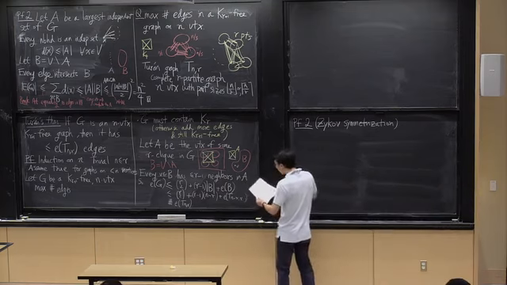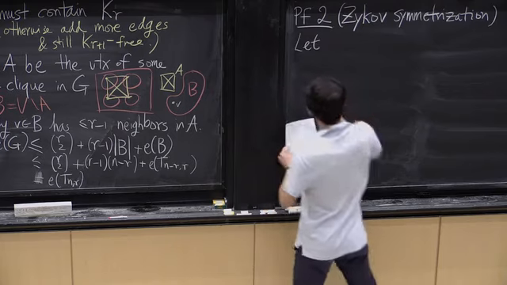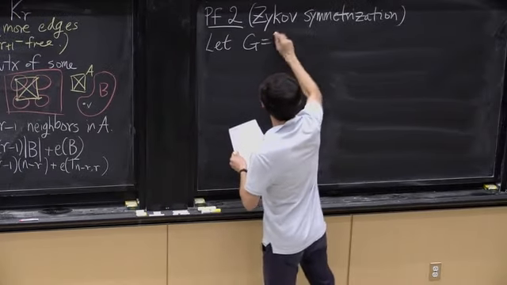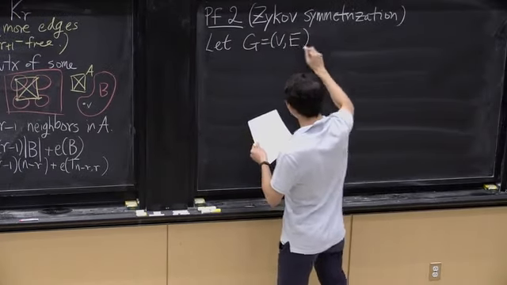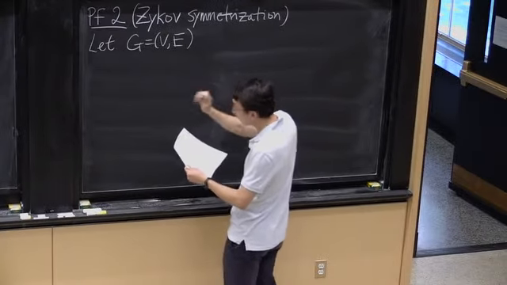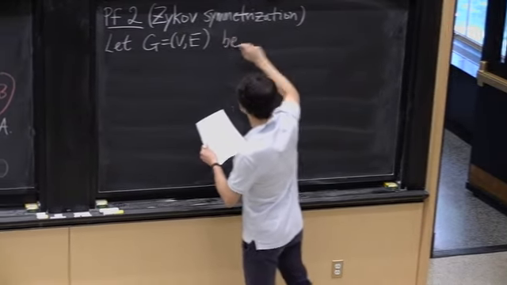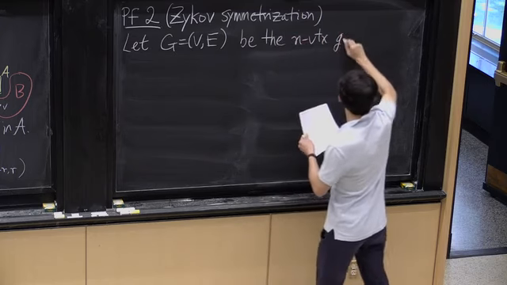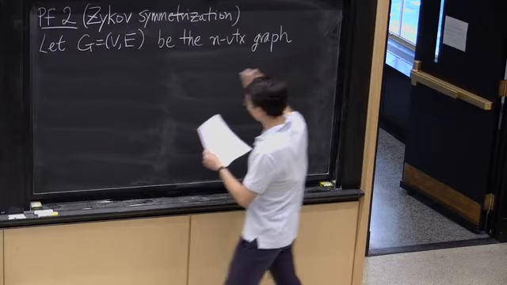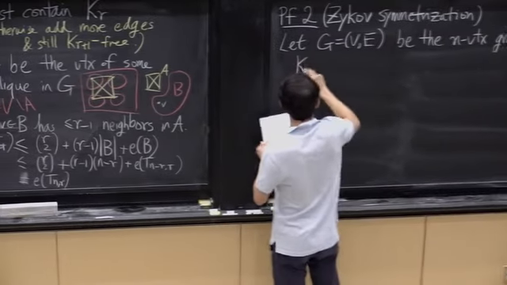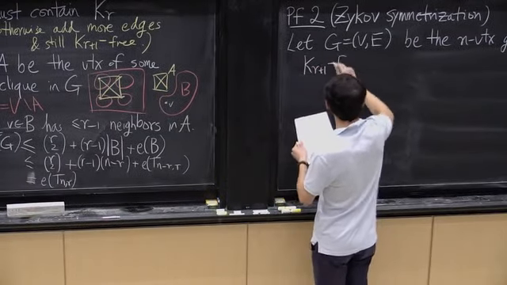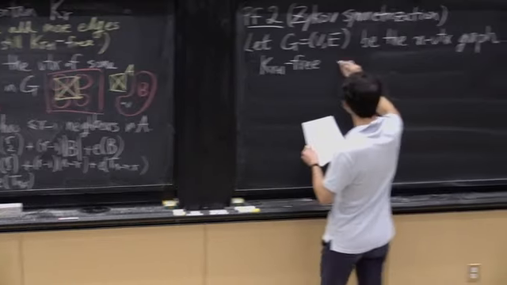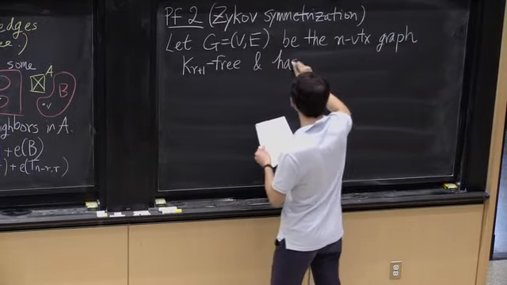Okay, so what's this about? Let G be the graph. Again, as before, we're going to take a maximal example. So let G be the n-vertex graph that is free of cliques on r+1 vertices and has the maximum number of edges.